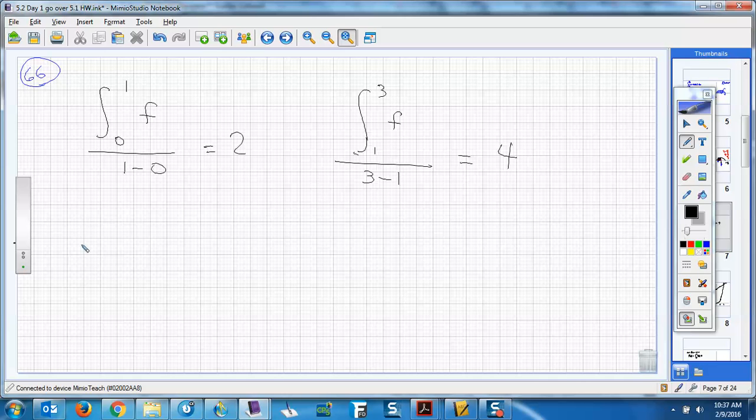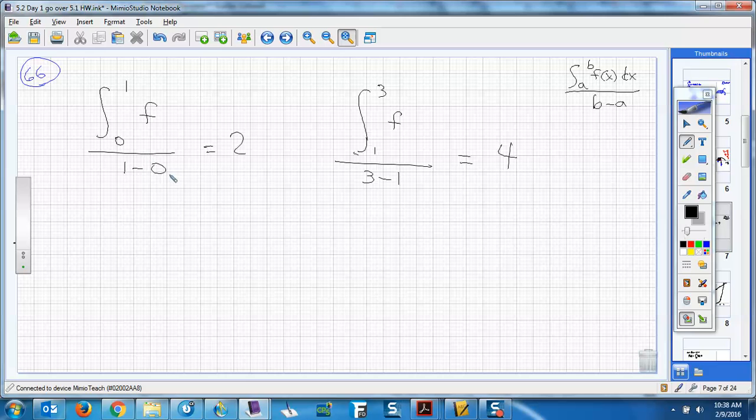66 said the average value. So what we had to do is use that average value formula. Remember we said the average value of a function from a to b is the integral divided by b minus a. That's the average value of a function. So when they told me the average value of the function from 0 to 1 was 2, I wrote this down. And they told me the average value of the function from 1 to 3 was 4. So I wrote this down.